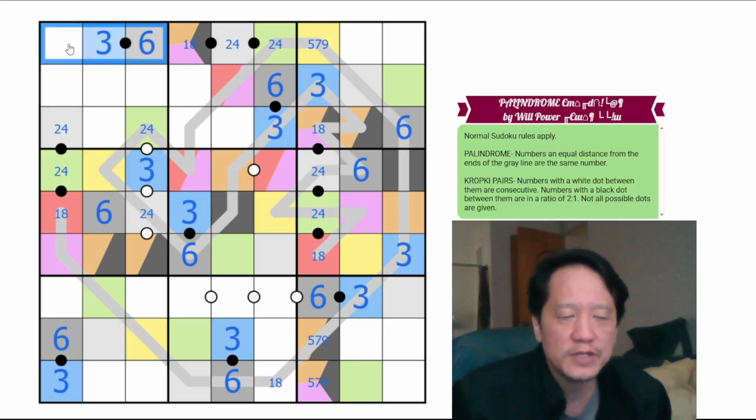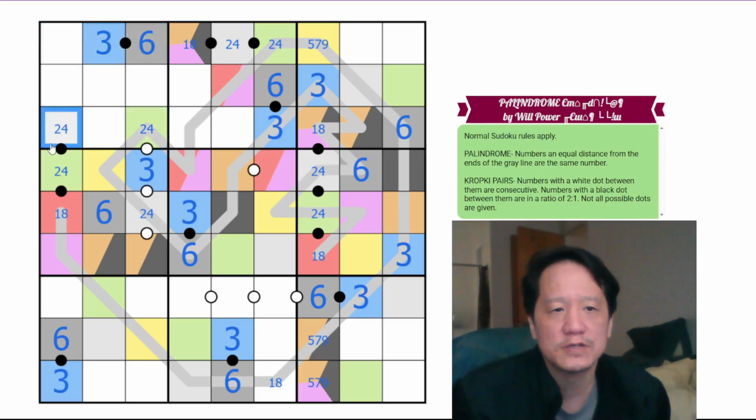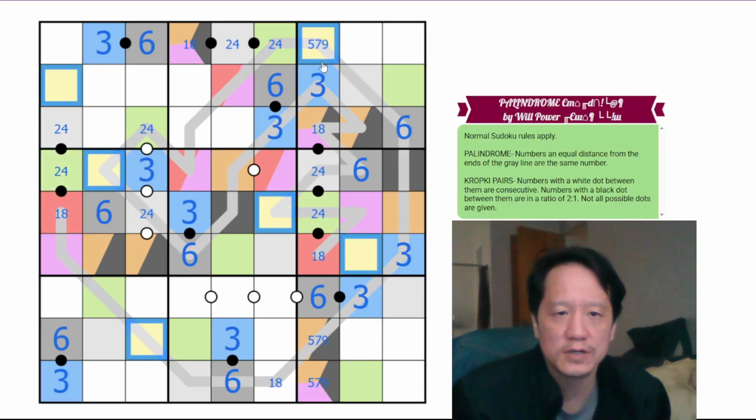Where can yellow be in this upper left-hand box? It can't be either of these cells because of yellows in the column. Can't be here because of yellow in the row. And this can't be because of the way that the black crop key dots work. So yellow has to be here.